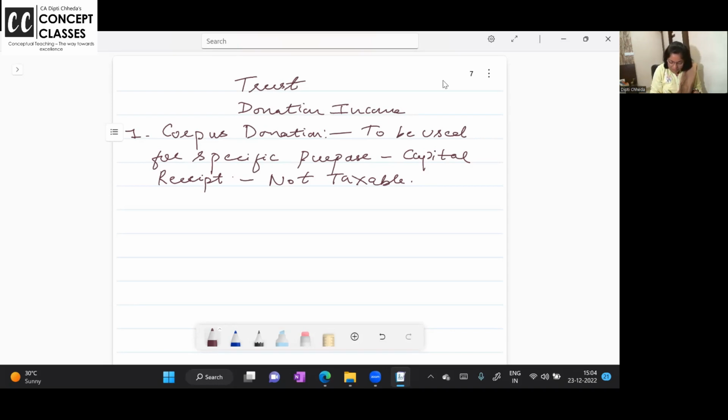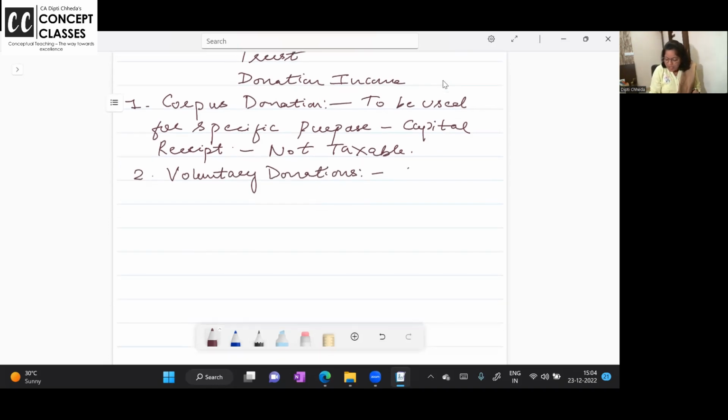Second, donations received are your voluntary donations. Now, what are these voluntary donations? Routine donations, what are received, but where we have all the details of the donor, the name, the address, his PAN card and all. Voluntary donations are taxable at routine slab rates. In case of trust, they are taxable at normal slab rates, just voluntary donations, no specific usage is there. So just at the slab rates, they are taxable.